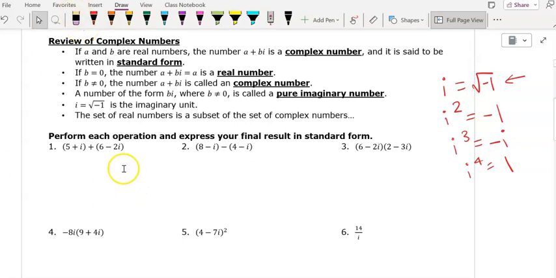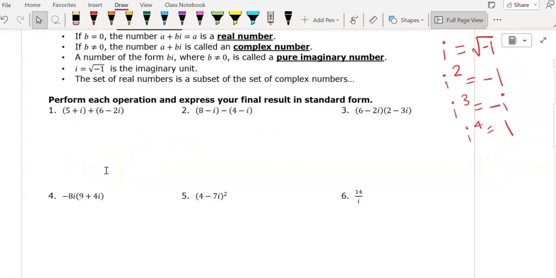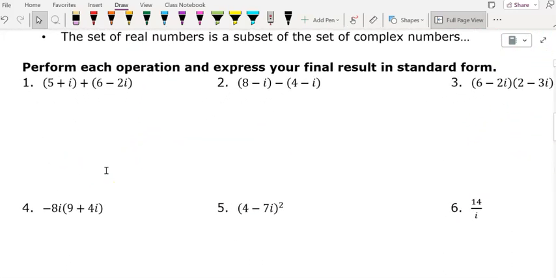So what we're going to go ahead and do here is simplify each one of these problems that I've got right here. It says perform each operation and express your final result in standard form. So that means that my final answer is going to look something like this, okay?